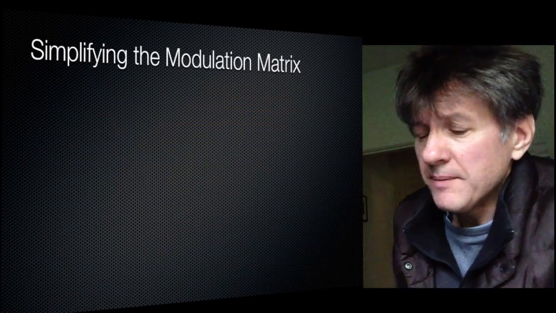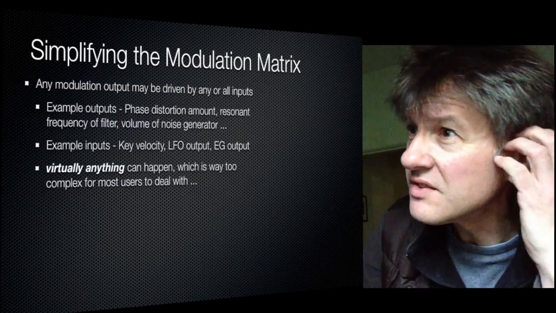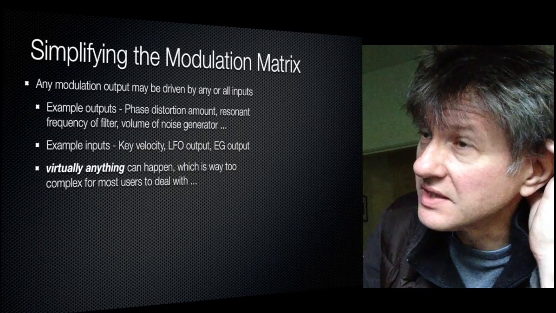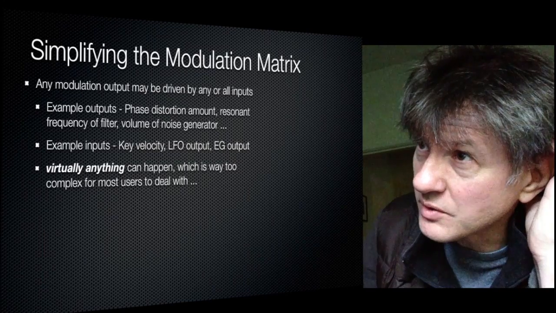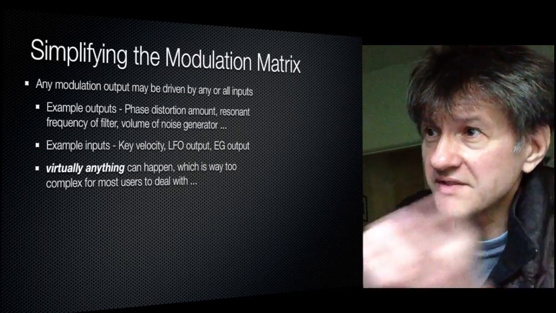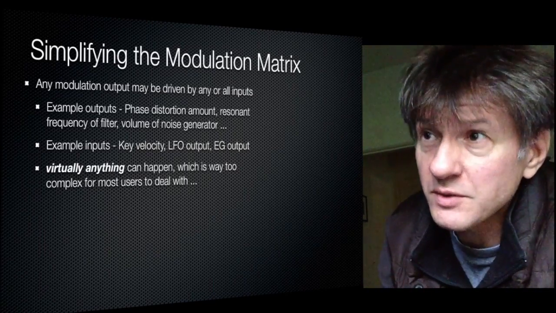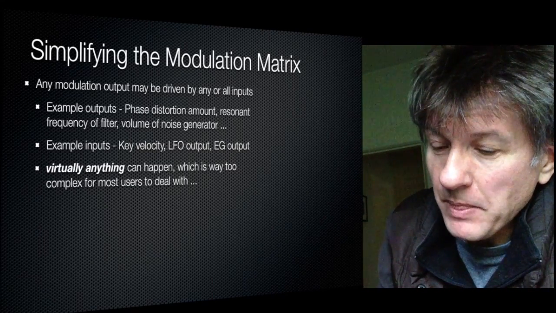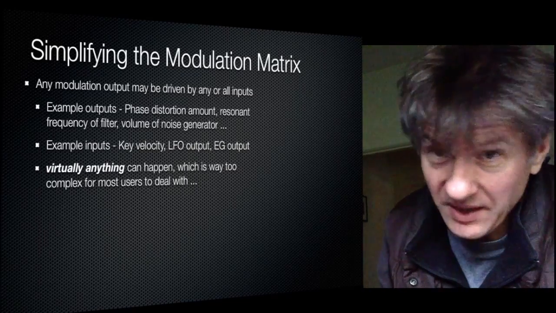So the modulation matrix, as originally formulated, was insane and remains insanely complex. Any modulation output can be driven by any or all modulation inputs. And the outputs, for example, phase distortion amount, resonant frequency, volume of the noise generator. Example inputs are various continuous controller inputs, the key velocity, outputs from the low frequency oscillators and the EGs. Literally anything can happen, which makes the thing virtually impossible to program. Even for me, and I'm dead clever, right?